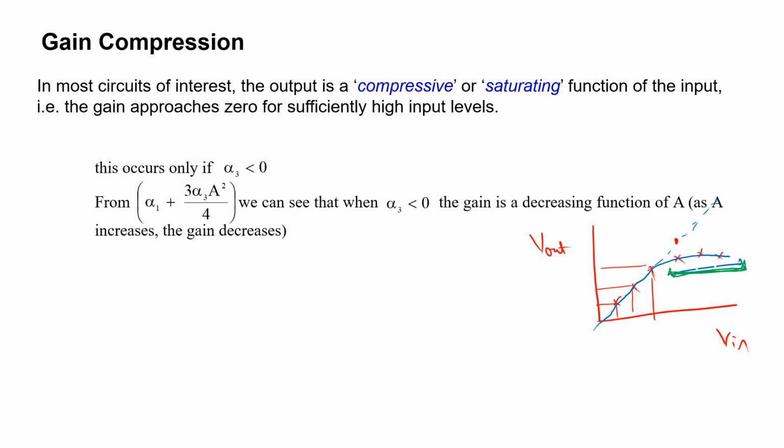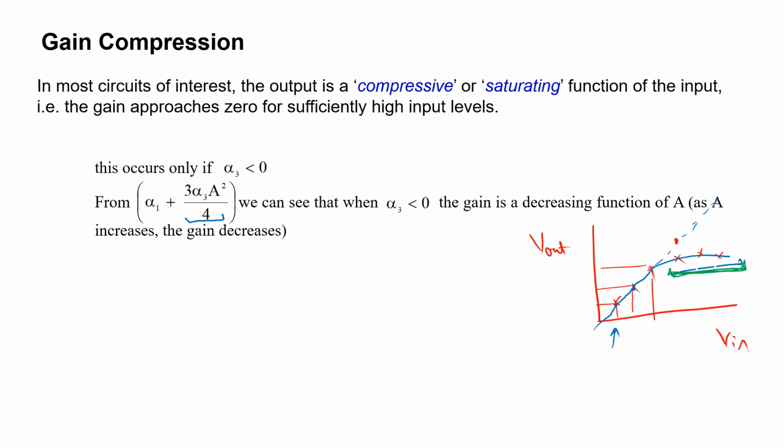This occurs only if alpha 3 is less than 0, which will make the expression inside the bracket, that is alpha 1 plus 3 alpha 3 a square over 4, smaller. So what happens when this whole value is, let me change the color of my pen, negligible? Then for any input V in, my output is only a linear multiplication of alpha 1 into my input, giving me an amplified version of the input.